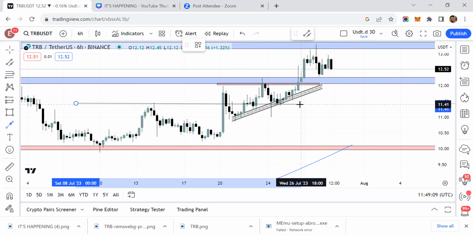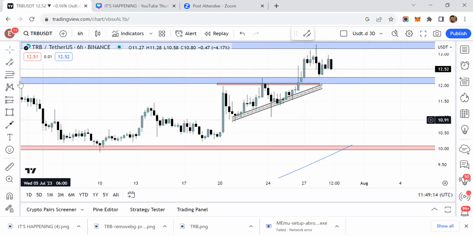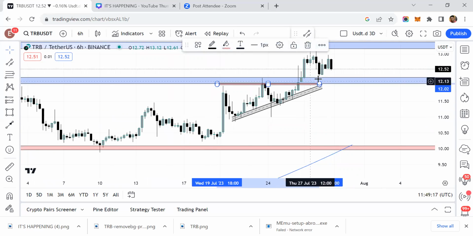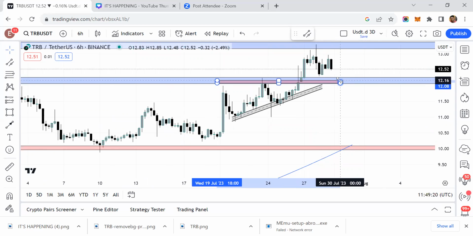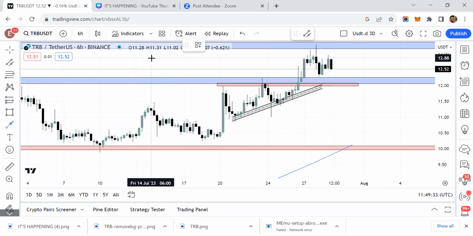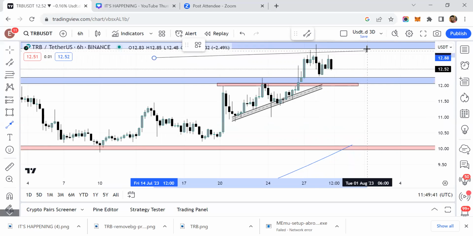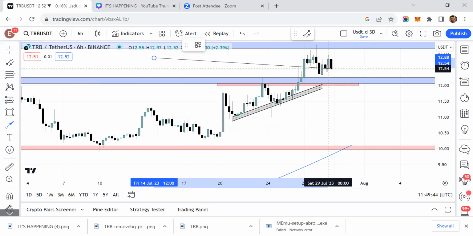So the next thing price wants to do is to come down. Let me just extend this. The next thing price wants to do is to come down and kind of touch this support here. So price may come down from here and touch this support level and then fly back to the upside. So I will be taking trades when price eventually comes down to this level.